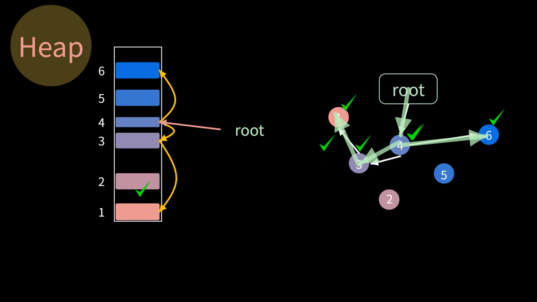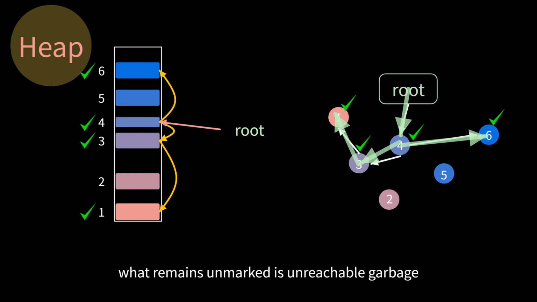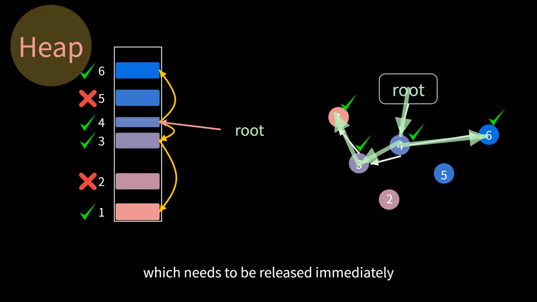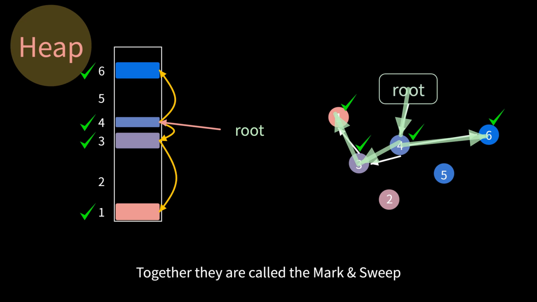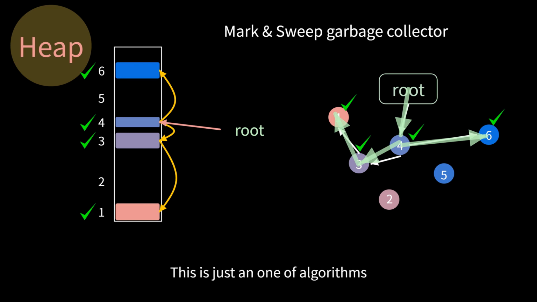this is the case. In the second step, what remains unmarked is unreachable garbage, which needs to be released immediately. Together, they are called the mark and sweep garbage collector. This is just one of the algorithms.